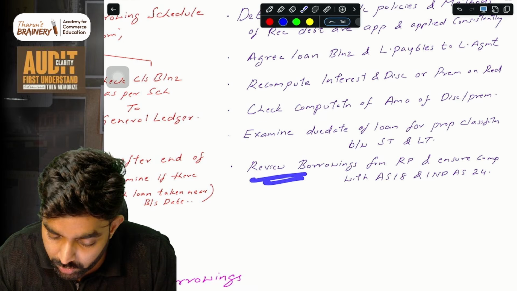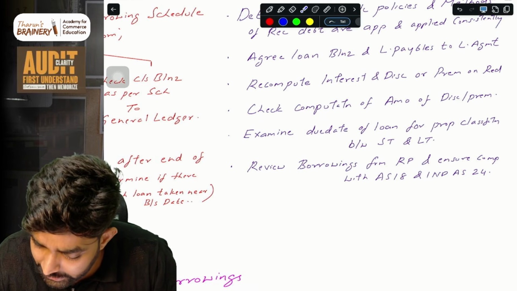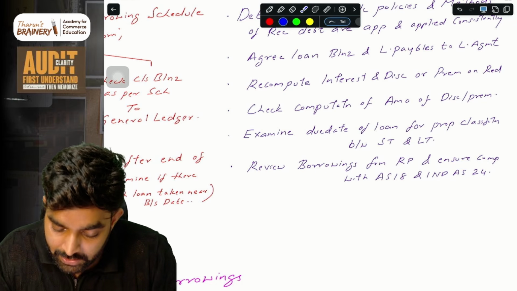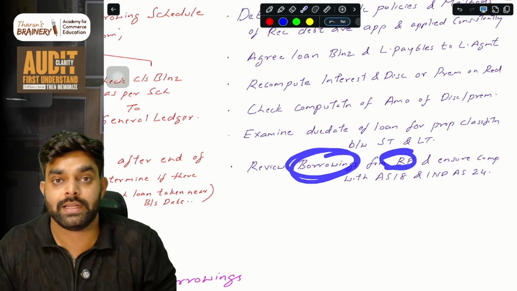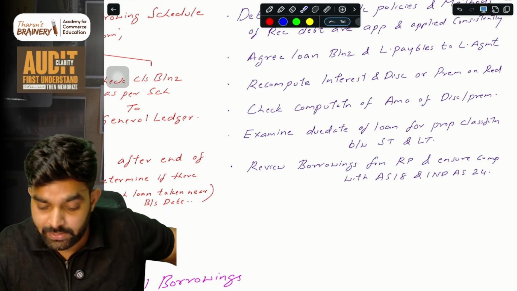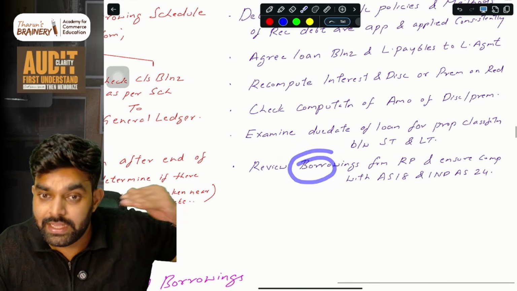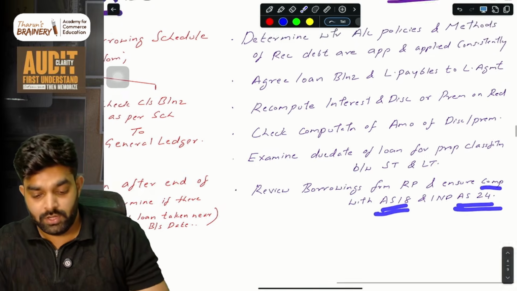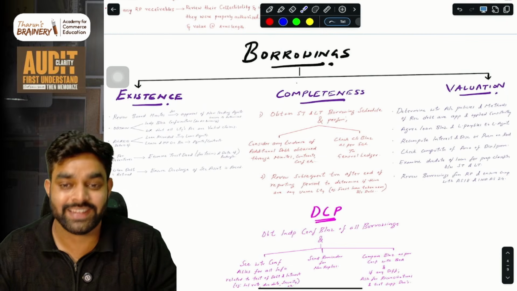Then review the borrowings from the personnel and ensure compliance with AS 18 and Ind AS 24. That is, review the borrowings from the related parties. The company has taken some loan from related parties. So check those borrowings and see whether it is properly complying with Ind AS accounting standard 18 or Ind AS 24. So borrowing is also done and dusted.